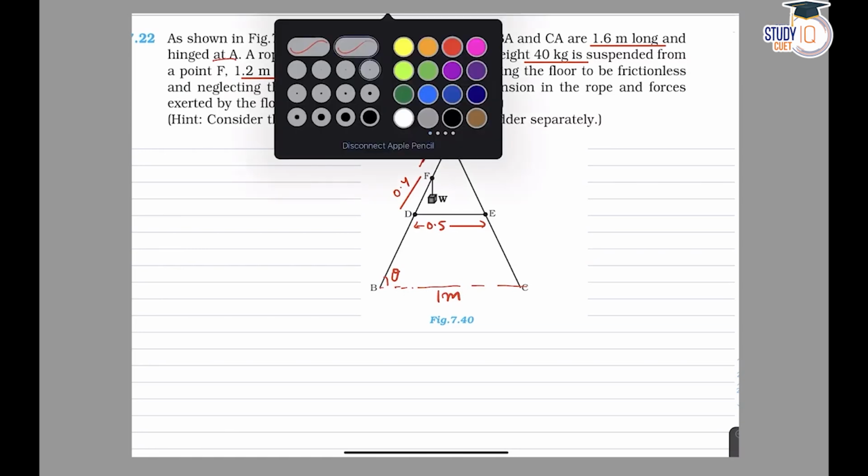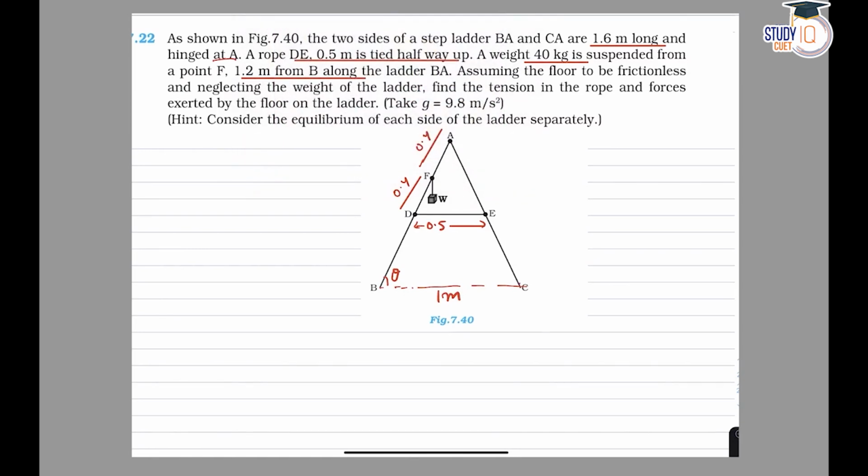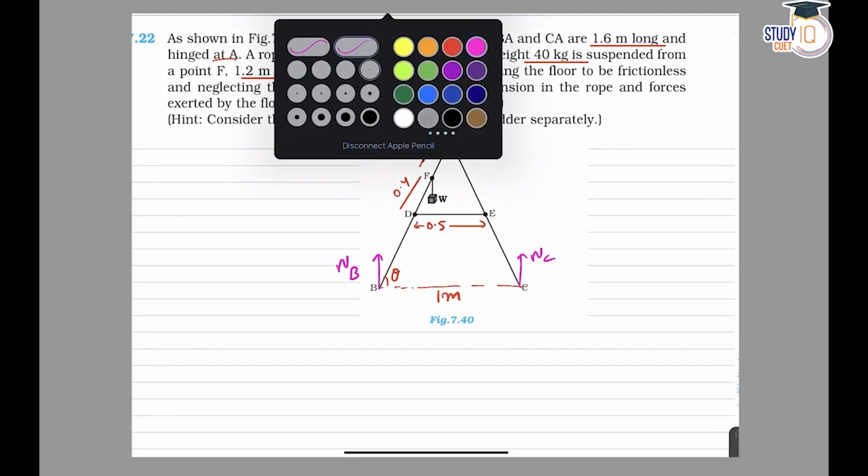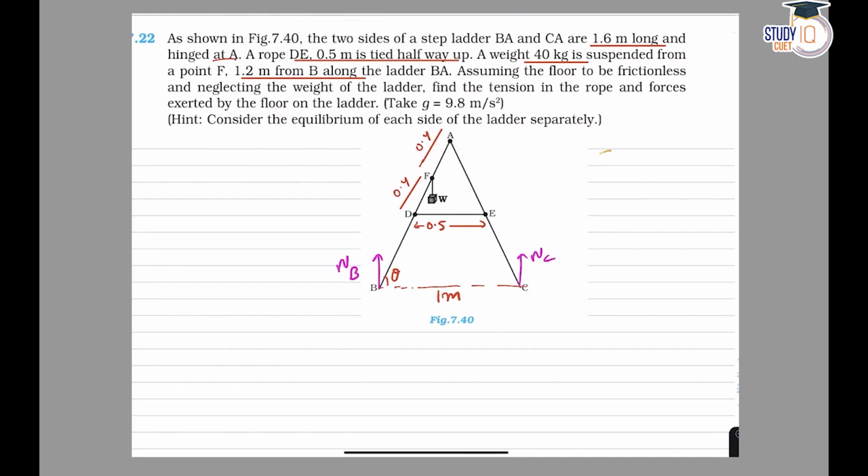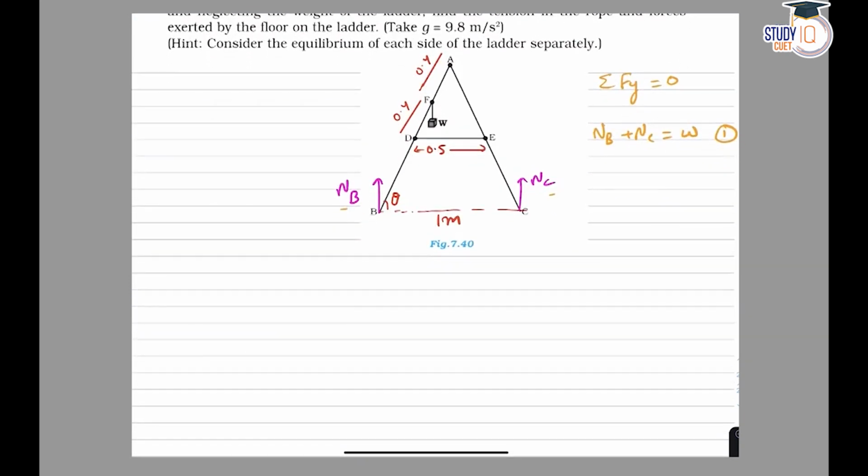Now, first of all, we are going to make the free body diagram of the given system. The normal force acting at C is NC, the normal force at B can be written as NB, and W is acting in the vertical downward direction. If the system is in equilibrium, first we use the condition of translational equilibrium. The summation of forces in the y direction should be 0. The forces acting in the y direction are NB, NC, and W. So NB plus NC is equal to W. This is our first equation.